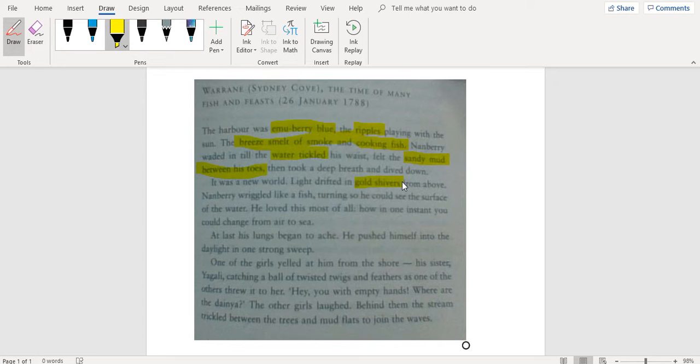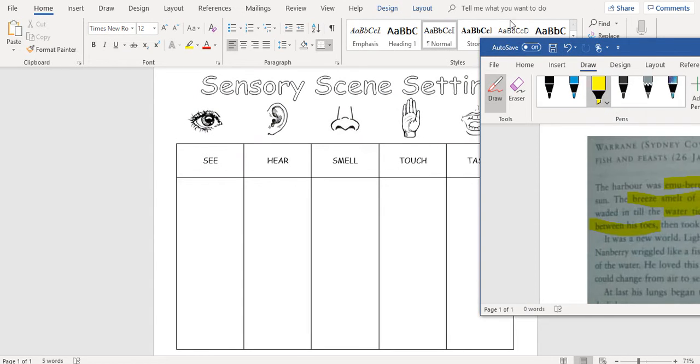Oh, that's nice. Gold shivers from above. Nanbury wriggled like a fish, turning so he could see the surface of the water. He loved this most of all, how in one instant you could change from air to sea. At last his lungs began to ache. So we've got an ache here. It's a feeling. He pushed himself into daylight in one strong sweep. One of the girls yelled at him from the shore. So yelling, that's another sense. His sister Yagali catching a ball of twisted twigs and feathers as one of the others threw it to her. Hey, you with empty hands, where are the Dainya? The other girls laughed. So we've also got laughed there. Behind them the stream trickled between the trees and mudflats to join the waves. Alright, so all of those are different sensory things, and we will now pop them onto our chart.